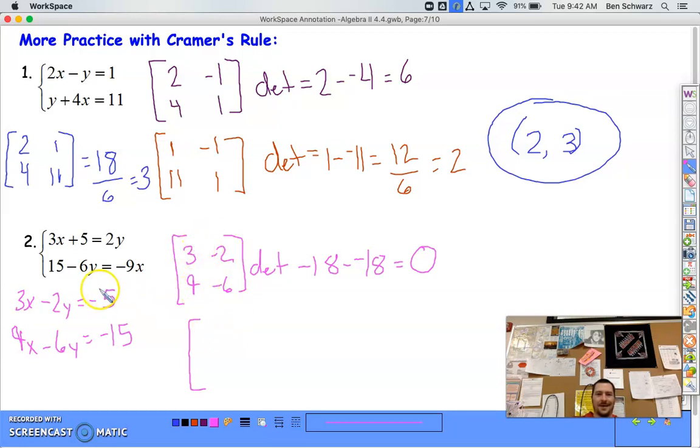So we replace 3 and the 9 with the negative 5 and negative 15. Leave the negative 2 and the negative 6 alone. Calculate that determinant. So let's see, we got, actually, I should say positive 30 minus a positive 30, and that equals 0. So if you get any 0 over 0, it is going to be infinite solutions.